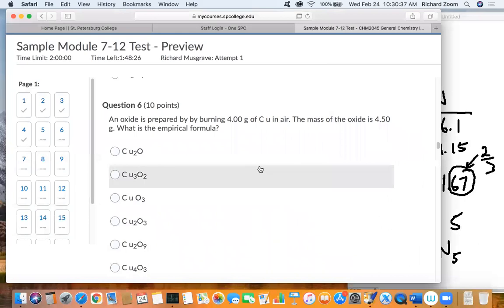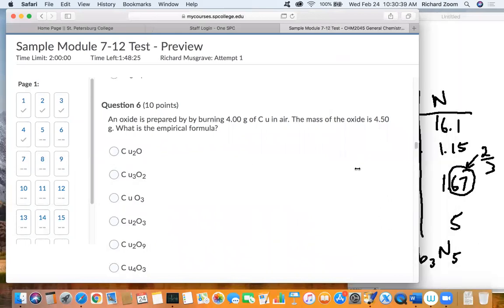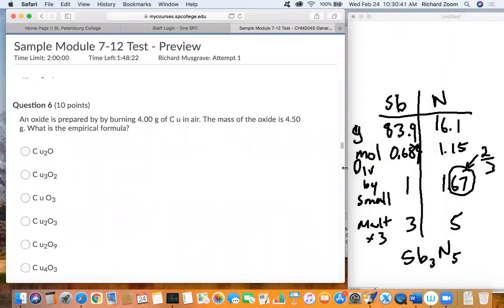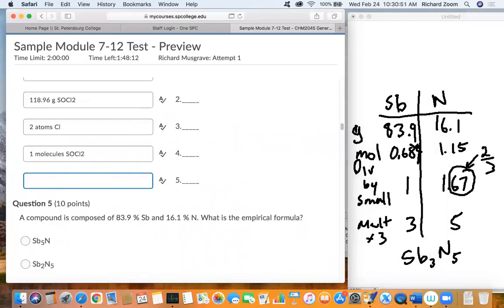Now the next question is about an oxide. And the oxide is prepared by burning 4.00 grams of copper in air. The mass of the oxide is 4.50 grams. What's the empirical formula? Well, it's a kind of a similar problem.